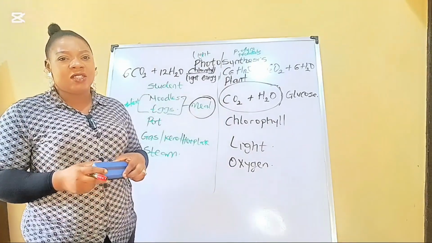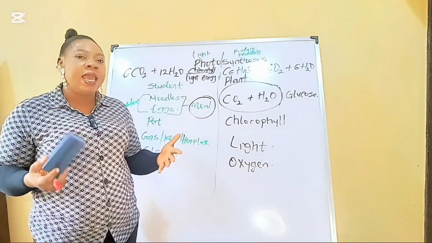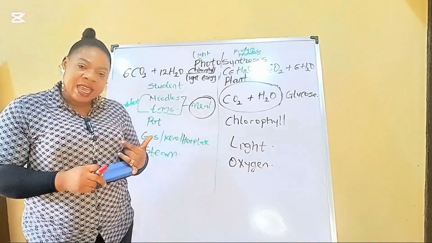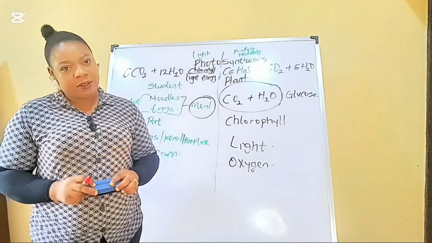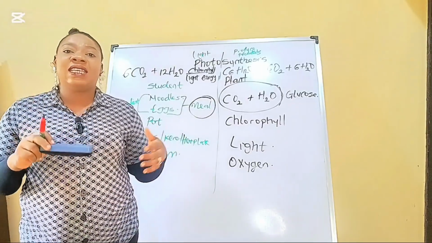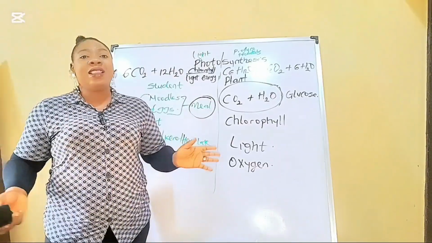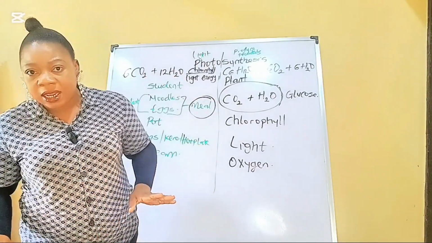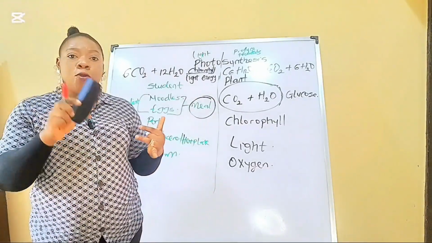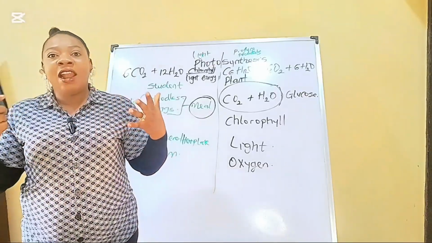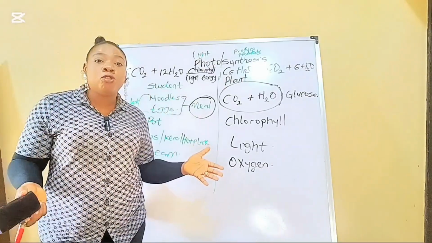Importance of photosynthesis. Why is this process actually important? One is that it gives energy to the plants. And this energy that is given to the plant is what will help them to undergo all their metabolism seamlessly, which will now include their growth process, cell repair, and daily function.